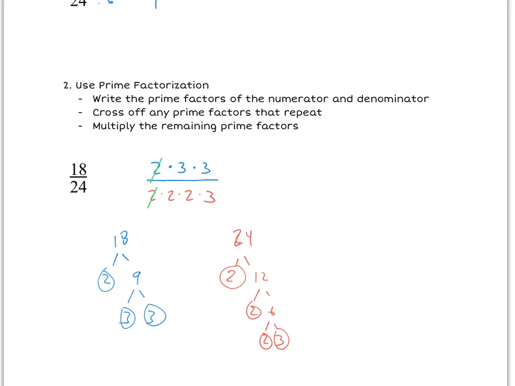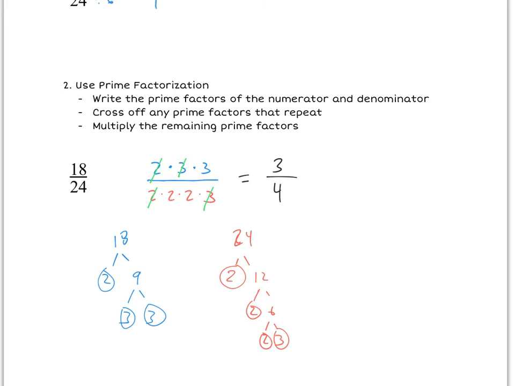Yes, so cross off one 3 on each. There's another 3 on the top. Is there another 3 on the bottom? No. So whatever's left, multiply it together. On the top, we have just a 3 left. It's just a 3 because we don't have anything to multiply by. On the bottom, you have 2 times 2. 4. That's the second way. That sometimes helps with really big numbers.